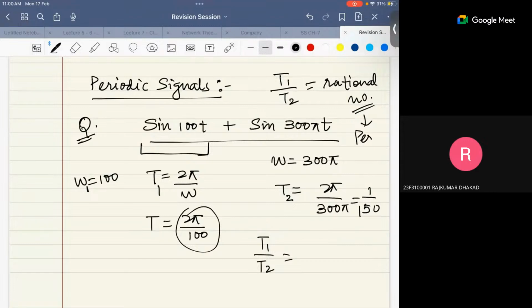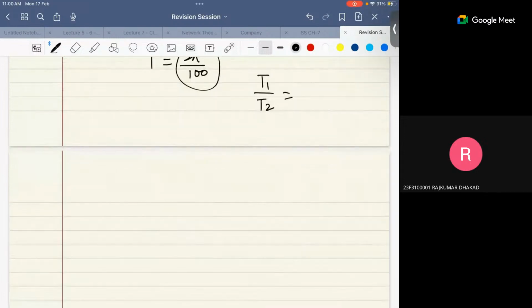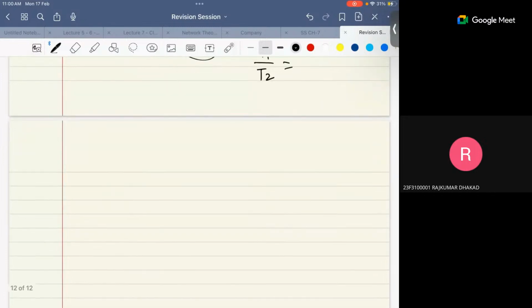Mostly it will be asked which of the following signals is periodic or not periodic, so you can check with this method. Or you will be asked to calculate the fundamental period. If you are able to calculate this, then I guess we can move to the next topic.